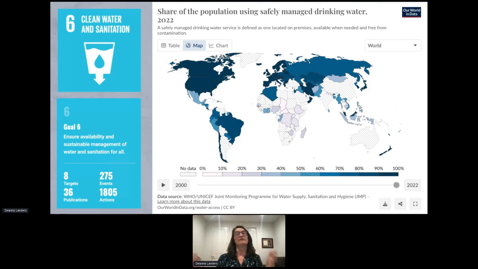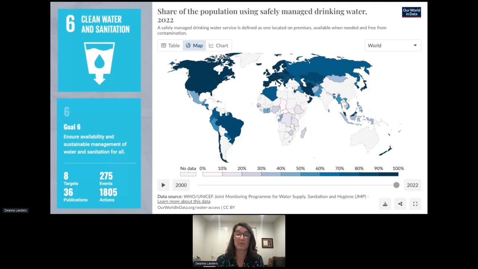Another way of measuring how we're doing against each of these indicators in the Sustainable Development Goals is this organization that you see here. This is just one example. As I said, we can't go through all of the Sustainable Development Goals, but in the one that I'm providing as an example, here's an organization that is sharing how the world is doing in using safely managed drinking water.